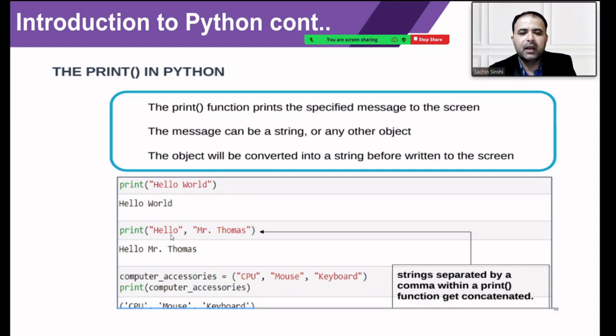If you print hello Mr. Thomas, it will print hello Mr. Thomas. And again it will print computer accessories like CPU, mouse, keyboard, and now you are printing the CPU, mouse, keyboard here. So it is a simple thing. I will discuss later how we can supply multiple values to a particular variable, but now I'm talking about what the use of the print function is.